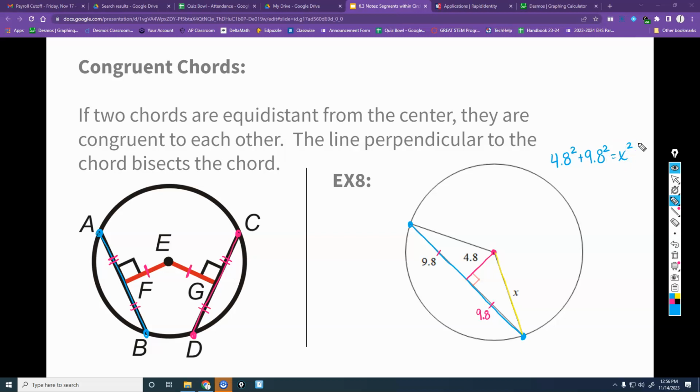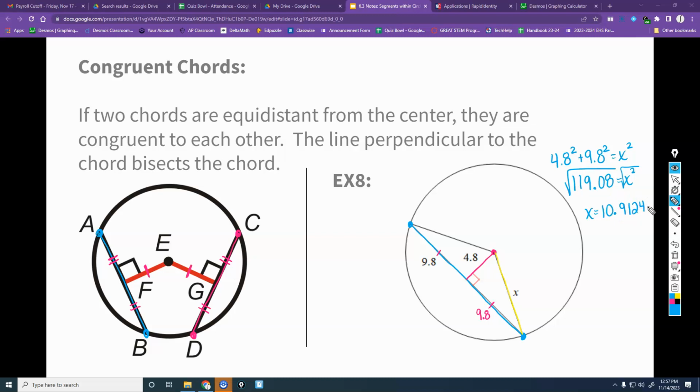and you're definitely going to use your calculator for this. 4.8 squared plus 9.8 squared is going to be 119.08. That is going to be your X squared, and then you need to square root both sides. And when you do that, you should get that x is going to equal 10.9124.